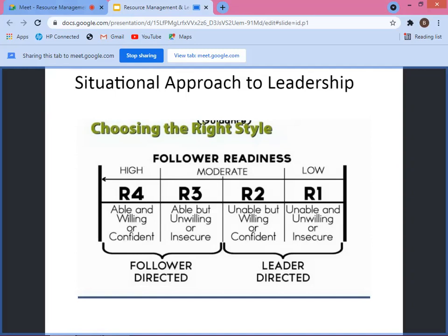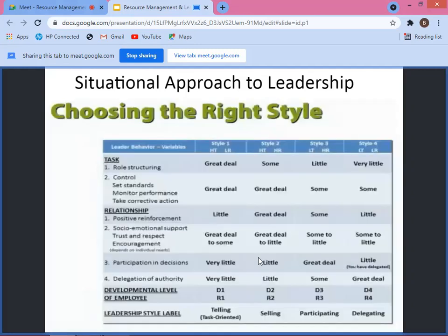Okay, continue. So choosing the right style: style 1, style 2, style 3, style 4. These are all leader behavior variables. Okay, let's go to task, role structuring. We discussed earlier: control, set standards, monitor performance, take corrective action.